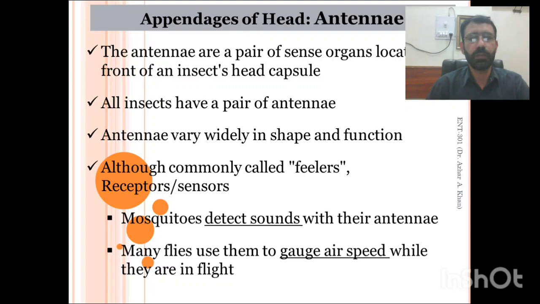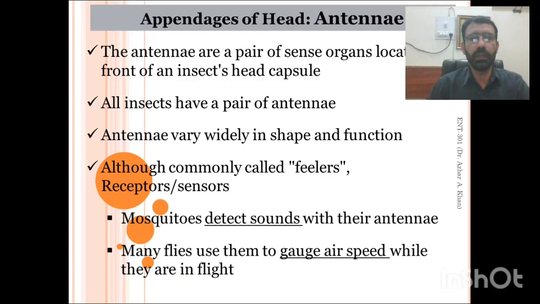Antennae are a pair of sense organs located at the front of an insect's head capsule. All insects have a pair of antenna. While we're talking about the simple definition, we can say that most insects contain one pair of antenna. They may be modified into different shapes based on their functions. So antenna vary in shape according to the function they perform.